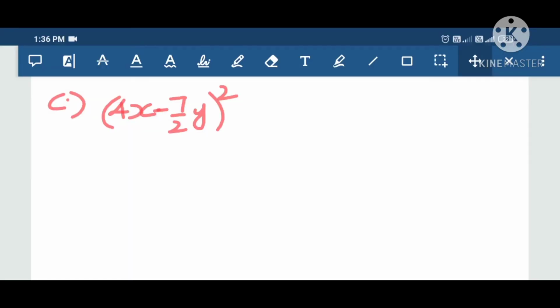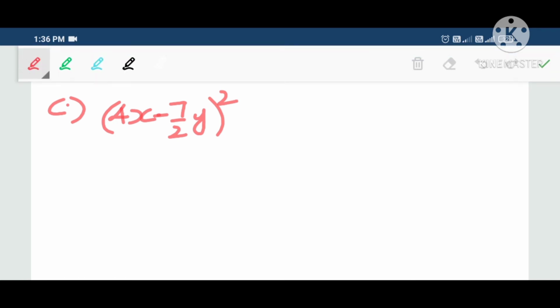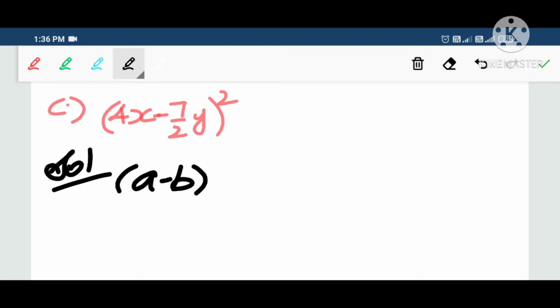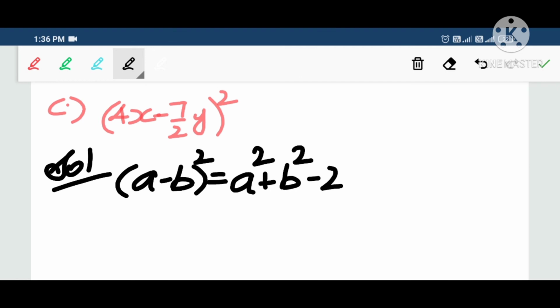So next we move on to question C, 4x minus 7 by 2y the whole square. Which identity do we need to use in the solution? It is under a minus b the whole square. The expansion of a minus b whole square is a square plus b square minus 2ab. You can also write it as a square minus 2ab plus b square. Both are the same only.